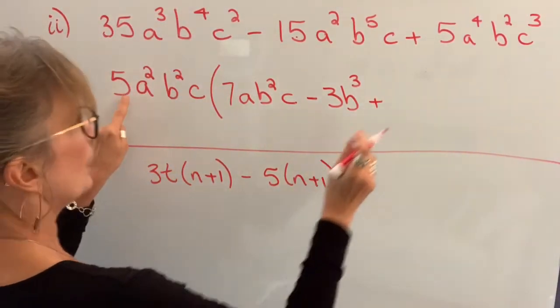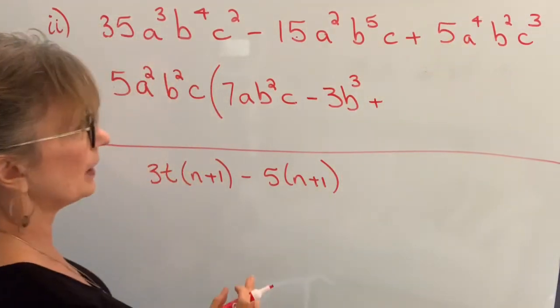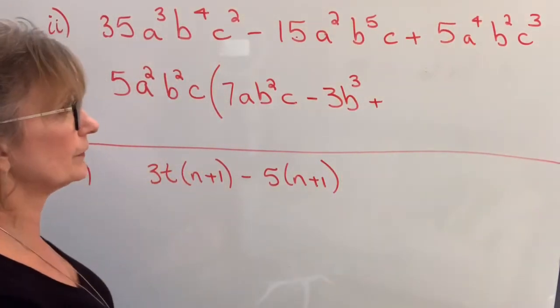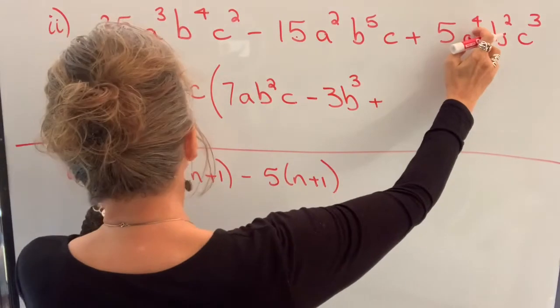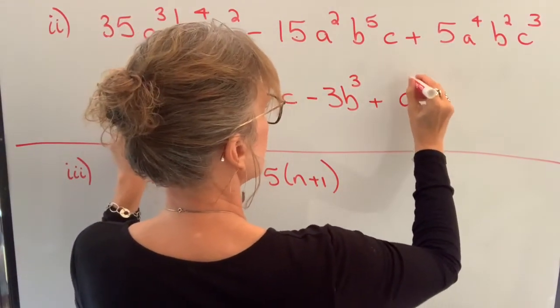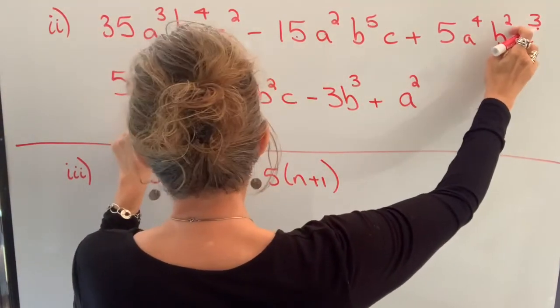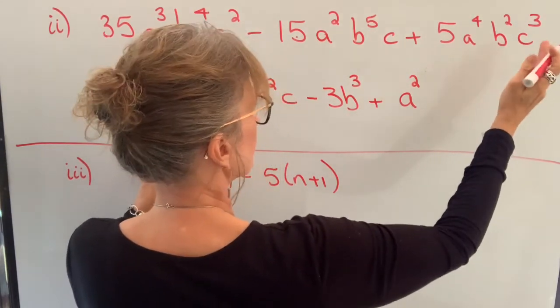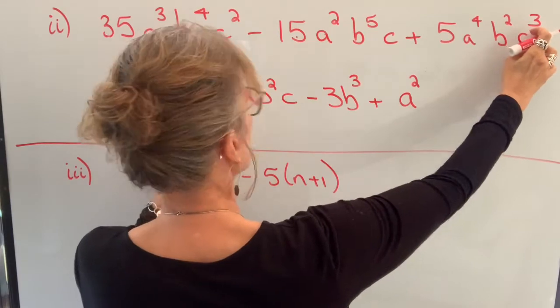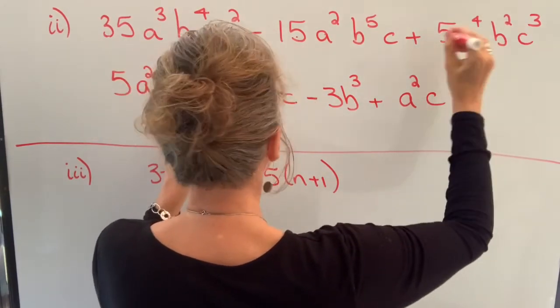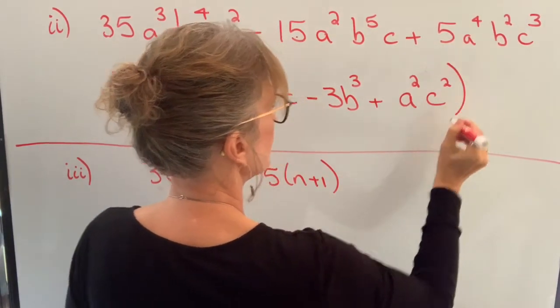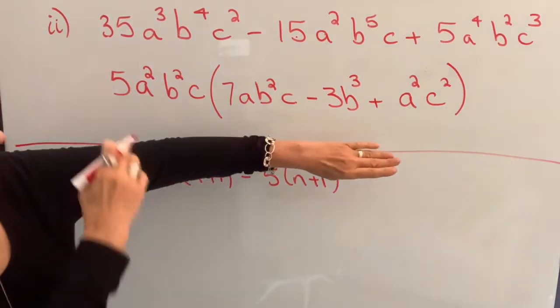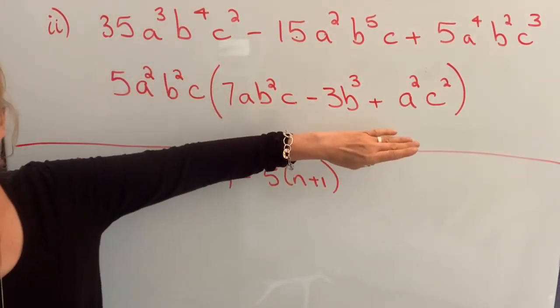Last term, 5 divides into 5 one time. I don't need to put the 1 as a coefficient. A to the 4th divided by a squared will give me a to the 4 minus 2. B squared divided by b squared is b to the 0, or a 1, which I don't have to put. C cubed divided by c will be c to the 3 minus 1, which is 2. So that would be that expression factored.